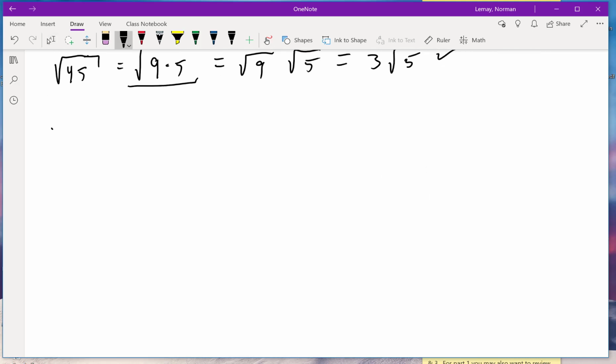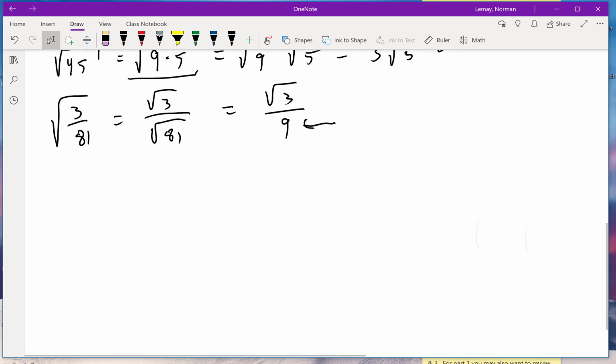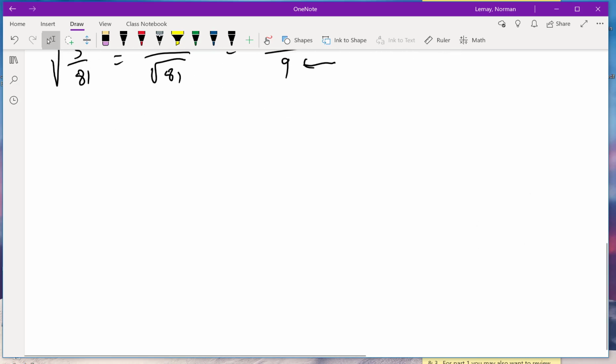We get the square root of 3 over 81. Again, we can rewrite this as the square root of 3 over the square root of 81, which is the square root of 3 over 9. Now, as we're going to see in an upcoming video, what we would like to do at the end of the day is to make sure that there is no radicals in the denominator. But that's for another time. But it is coming. So they call that rationalizing the denominator.